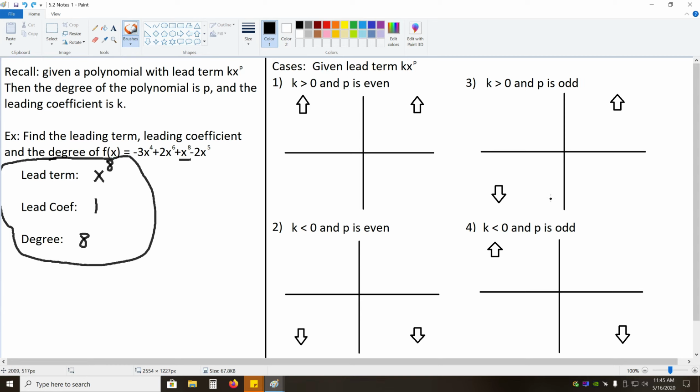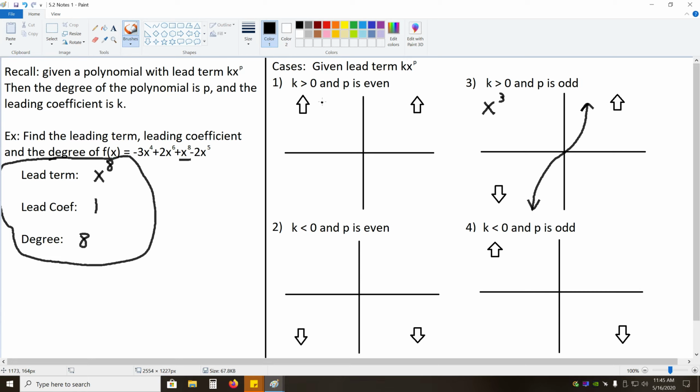When p is odd, however, the ends go in opposite directions. So if p is odd and the leading coefficient is positive, then it will start in the bottom left and it will work to the top right. A way to memorize this is think about the graph of x cubed. X cubed has a positive leading coefficient and an odd exponent. What does that graph look like? Well, it looks something like this. Again, we don't care about what's in the middle, we just care that it starts in the bottom left and it ends on the top right.